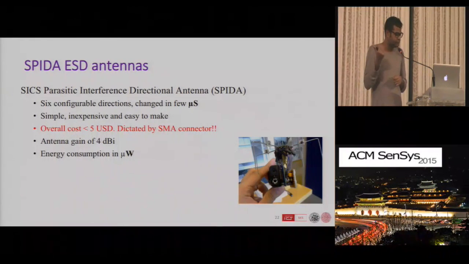These are extremely simple, inexpensive and easy to make. In fact, the overall cost is less than $5 US and is dictated by the cost of an SMA connector. In the direction of maximum antenna gain, the gain is about 4 dBi, and the energy consumption of the antenna is only a few microwatts.